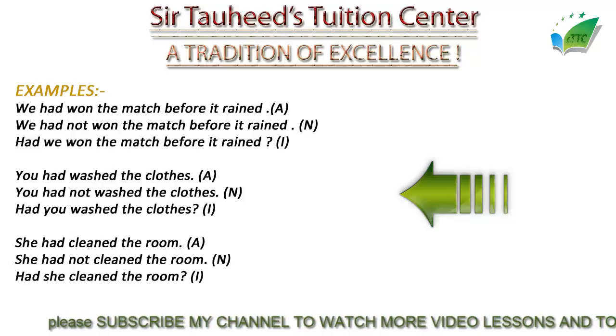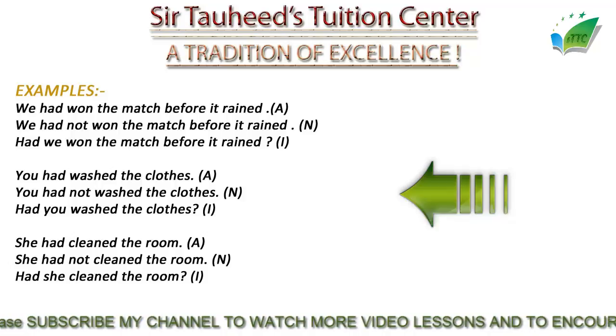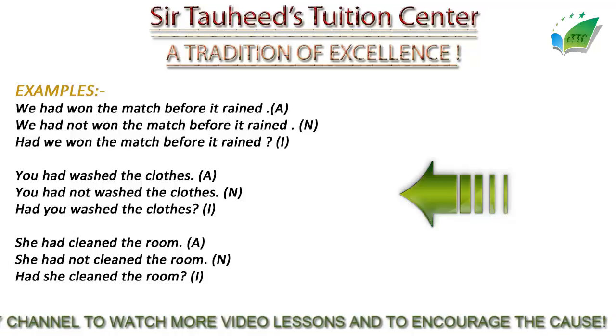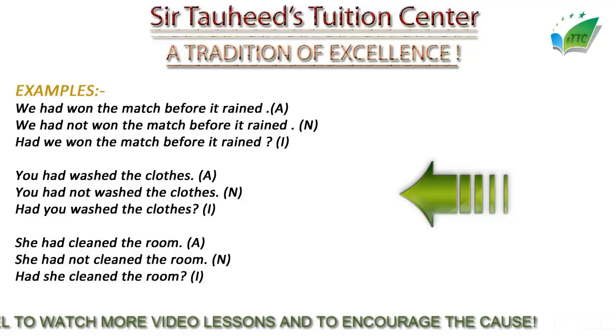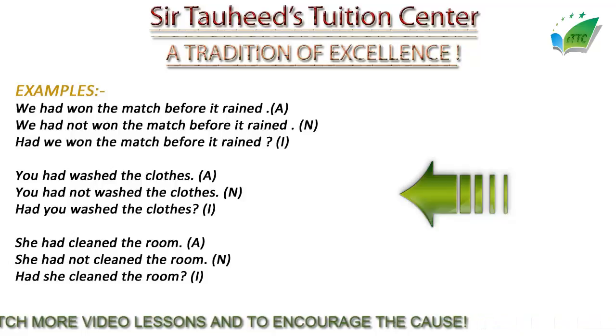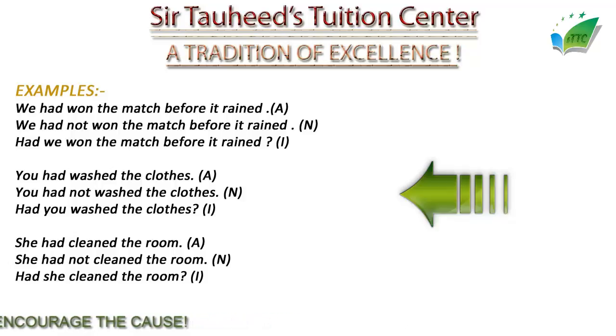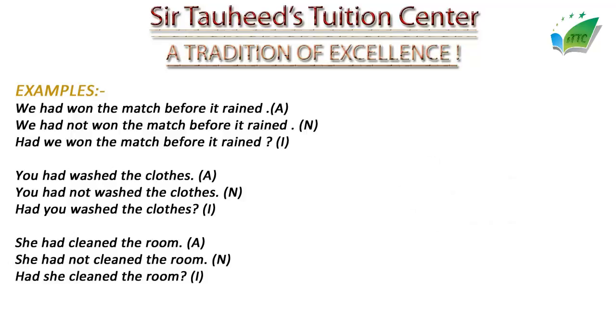Now to make it an interrogative sentence, again we have to put had in the first place and subject in the second place. So the sequence would become like this. Had you washed the clothes? It means it is asked if the action of washing the clothes was completed or not.